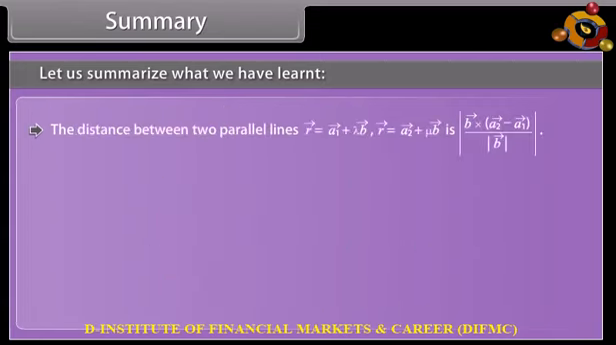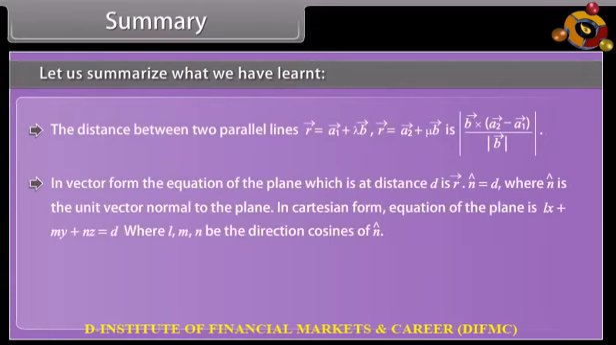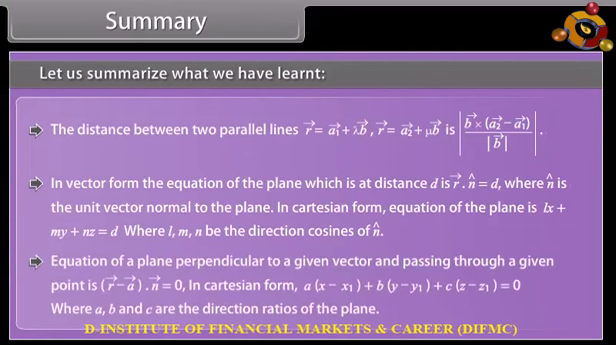The distance between two parallel lines is given by the following. In vector form, the equation of the plane which is at distance d is given where n cap is the unit vector normal to the plane. In Cartesian form, the equation of the plane is given where l, m, n are the direction cosines of n cap. The equation of a plane perpendicular to a given vector and passing through a given point is, in Cartesian form, given where a, b, and c are the direction ratios of the plane.